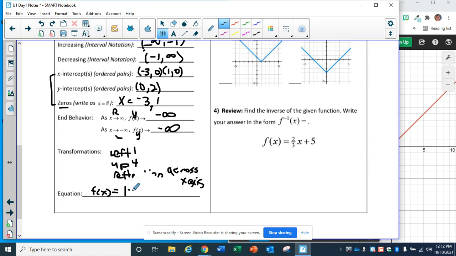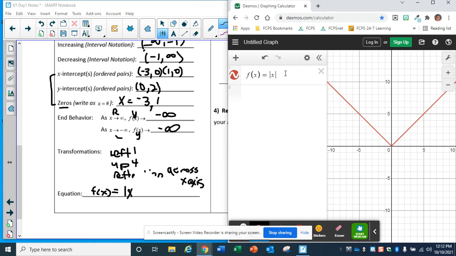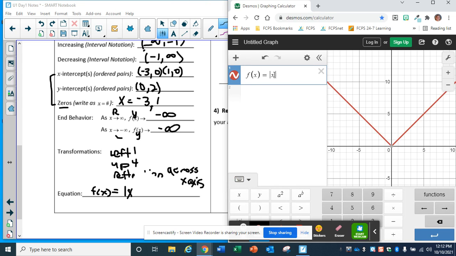So I've got my absolute value of x over here, and I want it to move to the left one. So I'm going to go inside the absolute value, and I'm going to do the opposite. If I want it to go left, I'm going to make it plus 1, and that moved it to the left. I want it to go up 4, so I'm going to go outside the parentheses and do a plus 4. All right, this moved it to the left one. This moved it up 4.